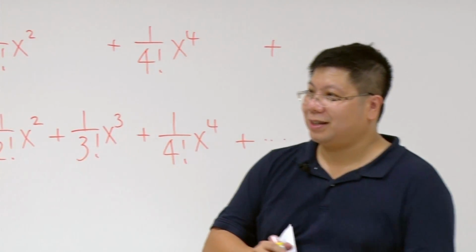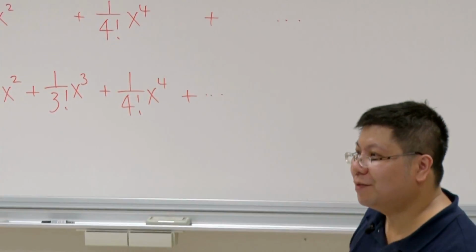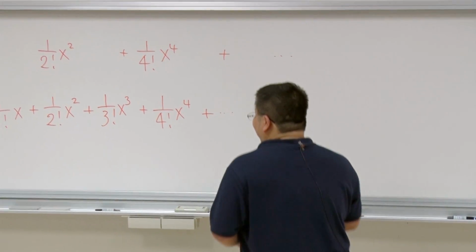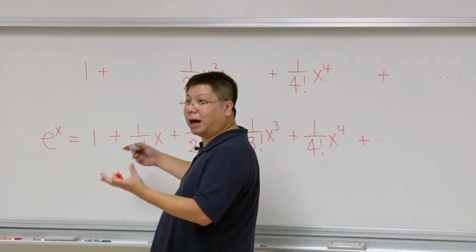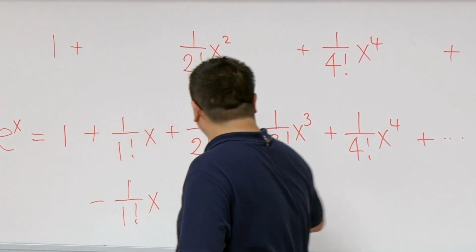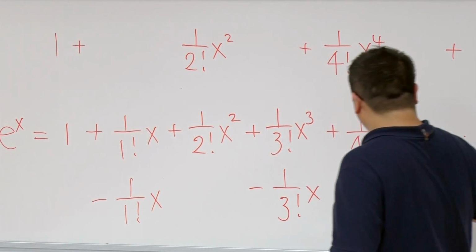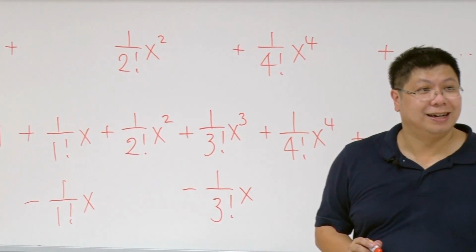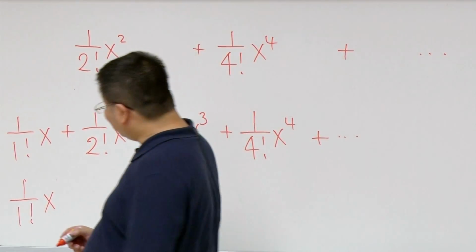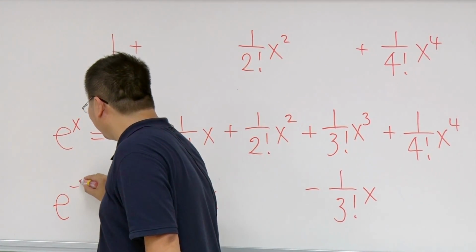I want to make the odd terms go away. Is there a way to take them away? Just e to the x is not enough. We need something else. So if somehow I can get something like minus 1 over 1 factorial x minus 1 over 3 factorial x cubed, that would be great, right? Well, this may not be easy, but there is something that we can use.